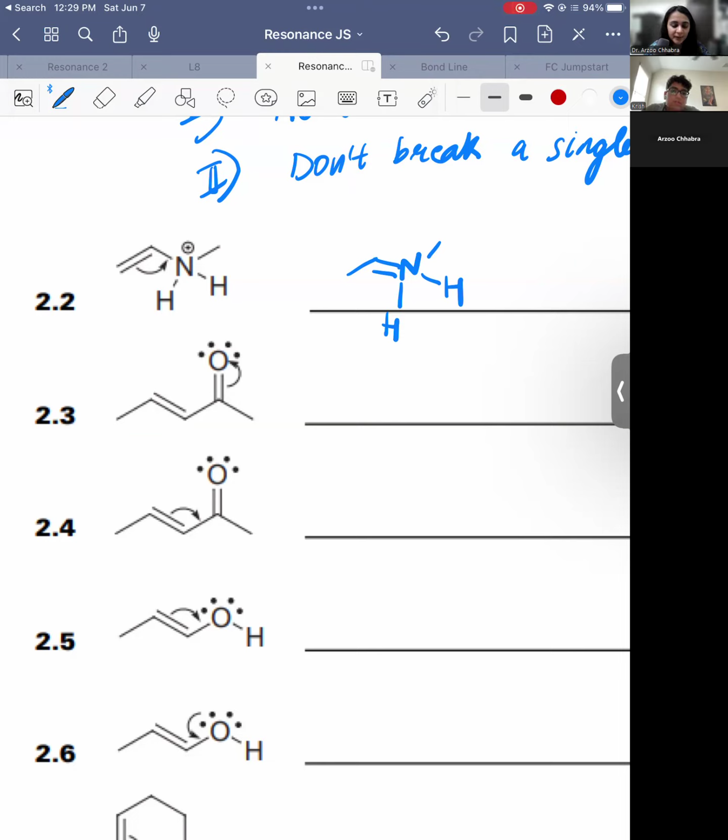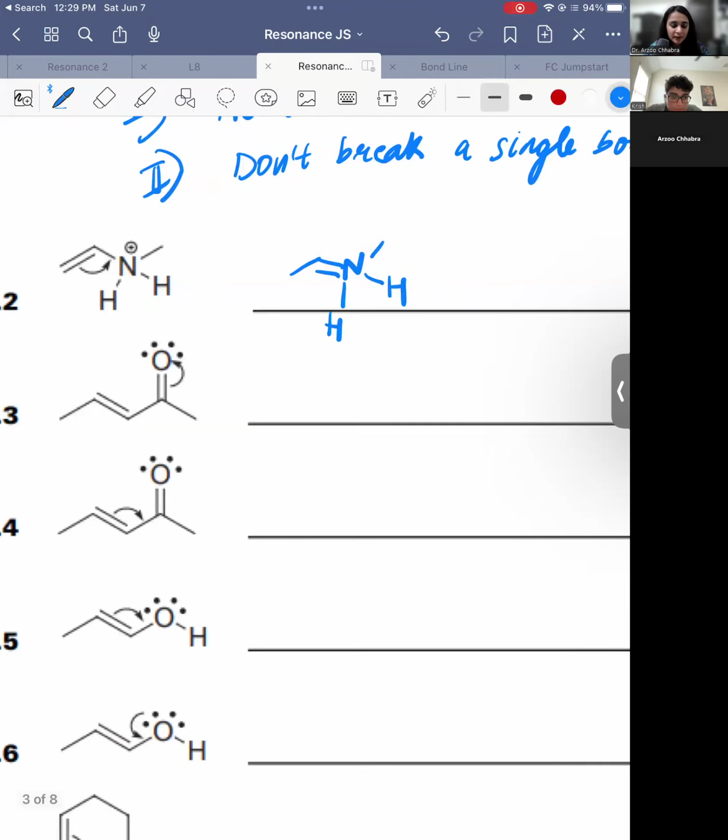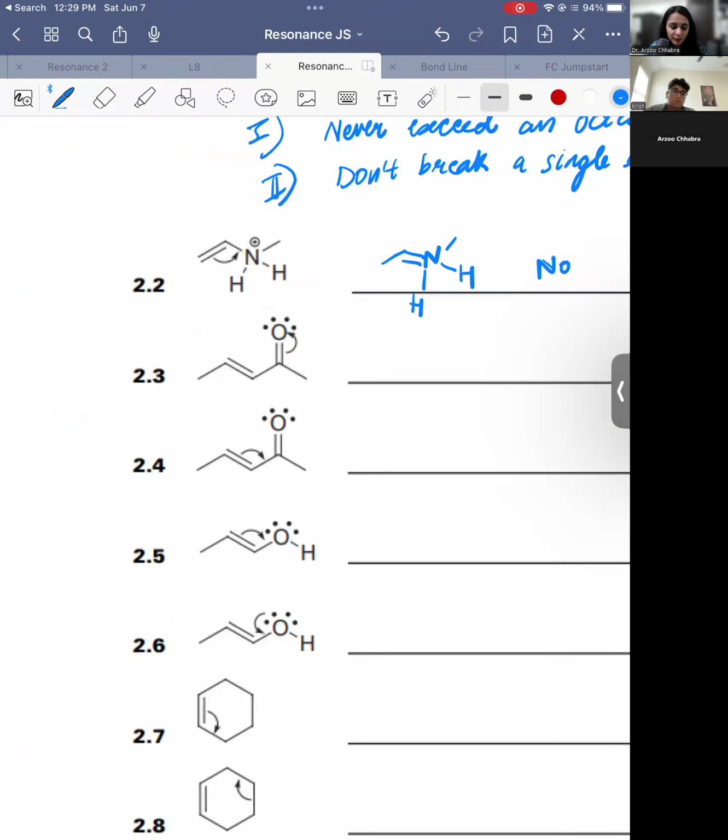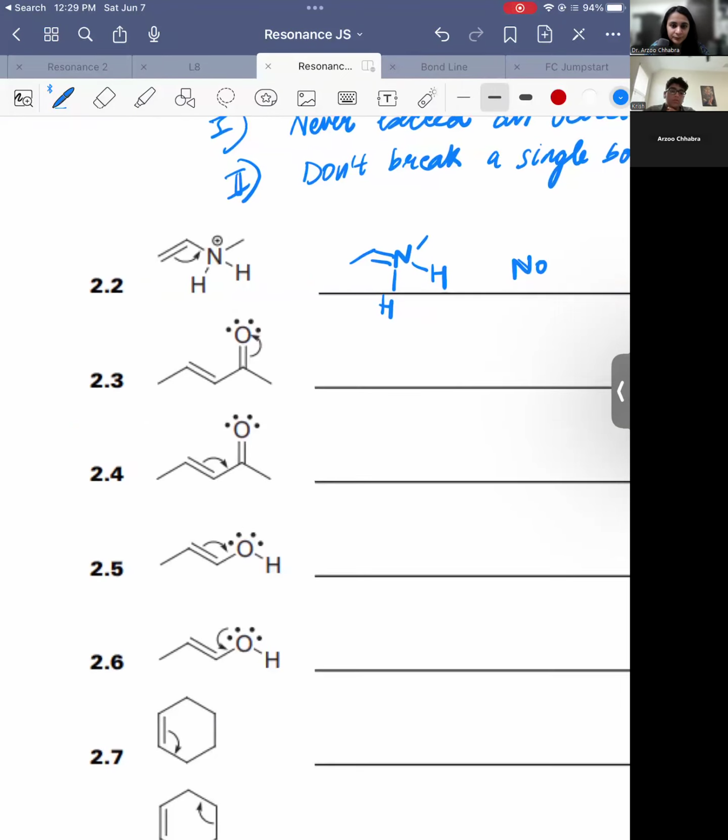1, 2, 3, 4, 5, 6, 7, 8, 9, 10. Nitrogen cannot really have 10 electrons, so this is not possible. What about 2.2? The reason why we can move double bonds, not single bonds, is because pi orbitals can overlap and move, but sigma bonds can't. Right, exactly. Sigma bonds are really strong bonds, and you cannot really break them.